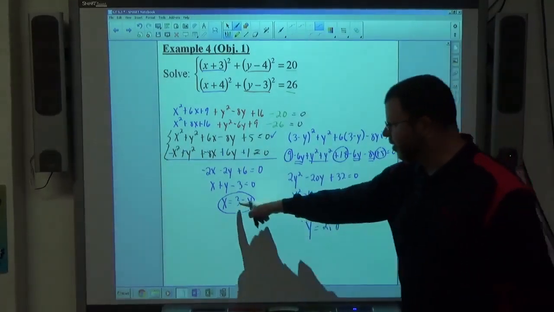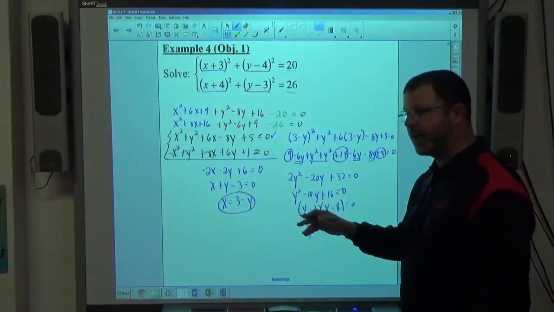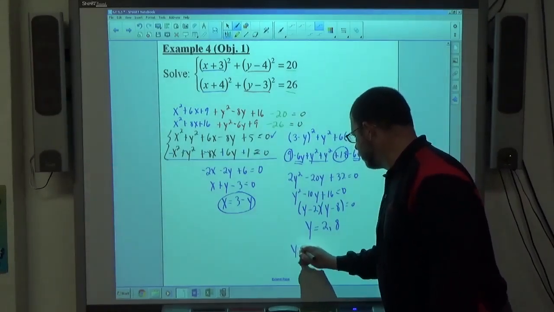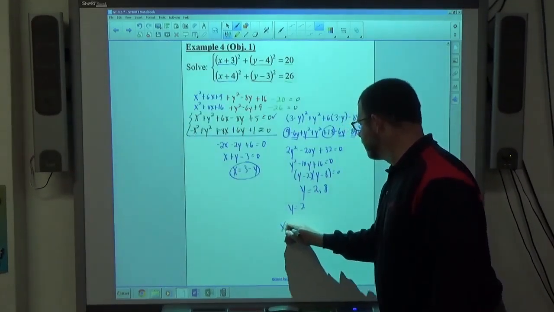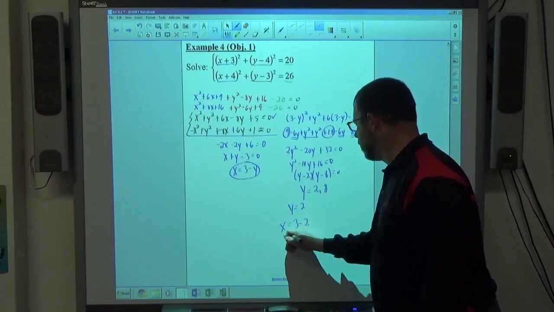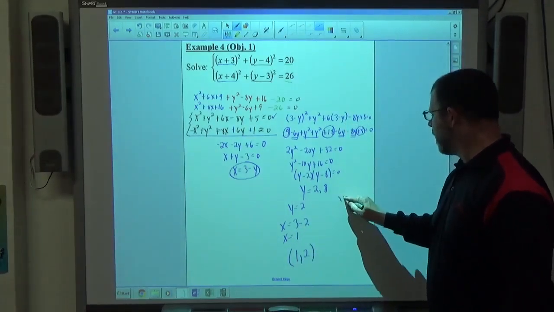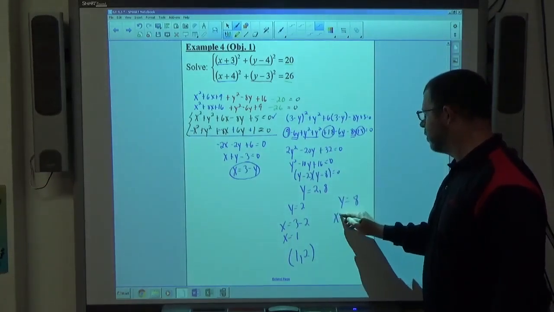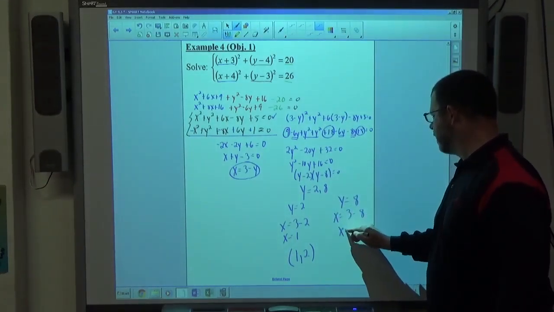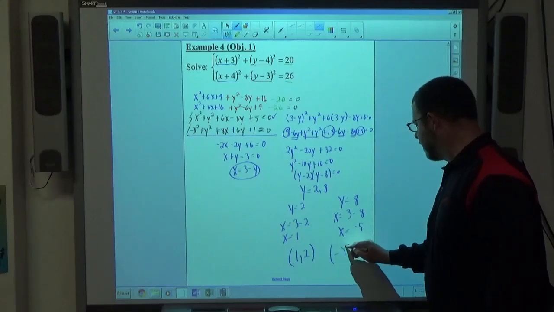It wants to know what y equals, but x = 3 − y, so for each y I have to find an x. For y = 2, x is going to equal 3 − 2, which equals 1. So my ordered pair is (1, 2). For y = 8, x should equal 3 − 8, so x equals negative 5. So (−5, 8).